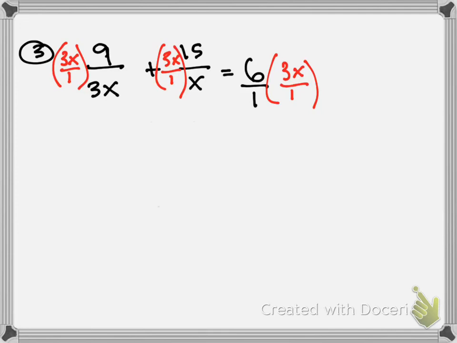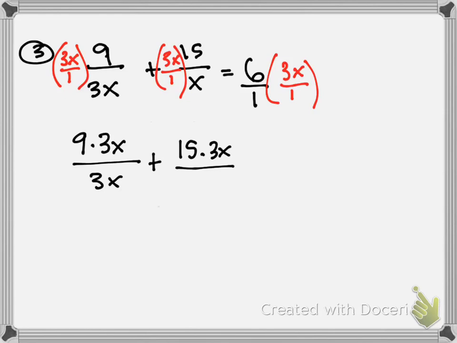All right, I have 9 times 3x over 3x, and I'm adding 15 times 3x over x. And that's equal to 6 times 3x over 1. All right, the reason I didn't multiply things first is because I want to cancel to make my life easier.